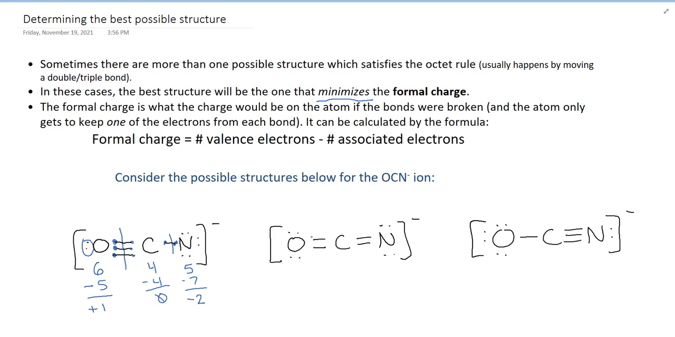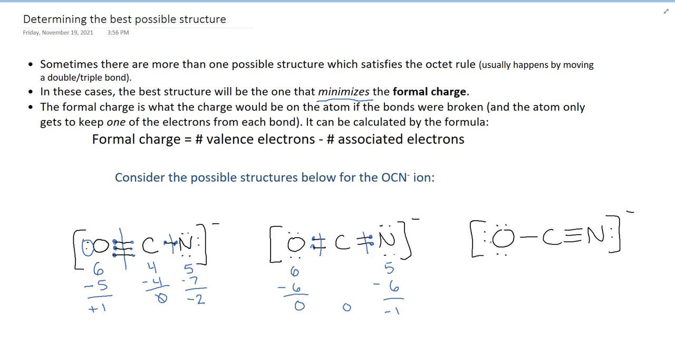Let's try the structure where we make both sides a double bond. This oxygen, again starting with 6 valence electrons, has a number of associated electrons in this structure of 2, 4, and then 5, 6. So oxygen here ends up with a formal charge of 0. Looking better. Carbon still 0. Nitrogen on this side, 5 valence electrons minus, now it's got 2, 4, 5, 6. So -1. And then carbon's still 0.